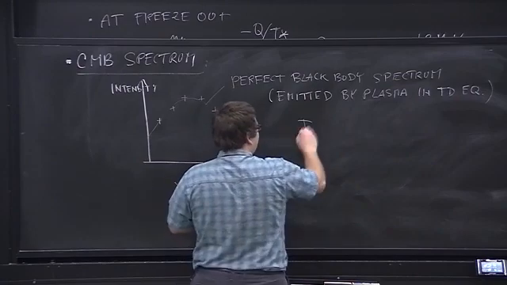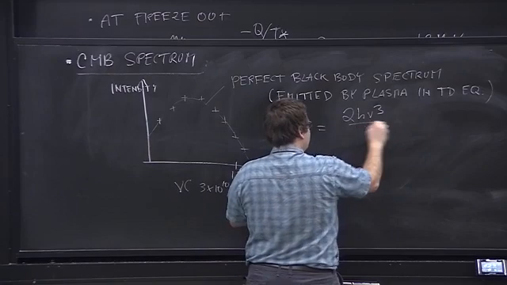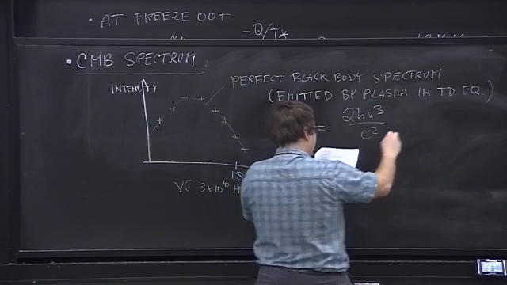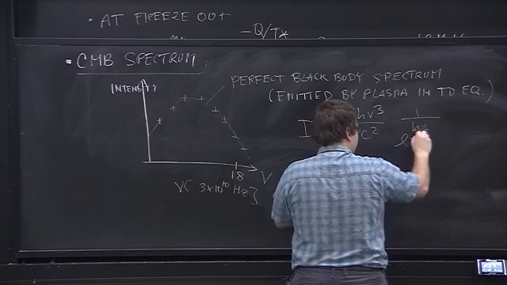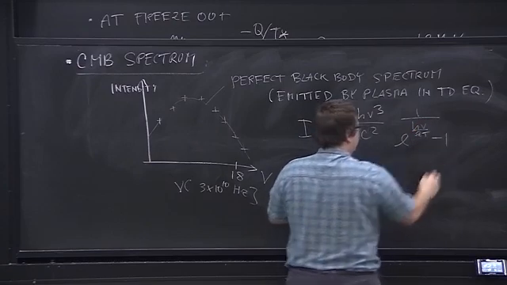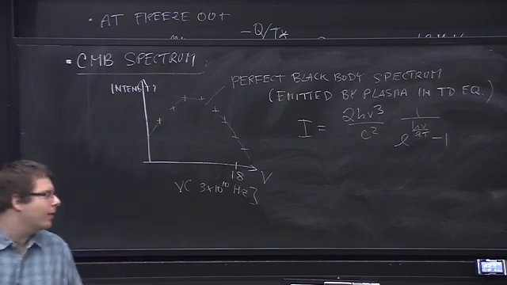And this is the Planck formula, which you can fit in: 2hν³/c² times 1 over e^(hν/kT) minus 1. So you can fit in this guy.